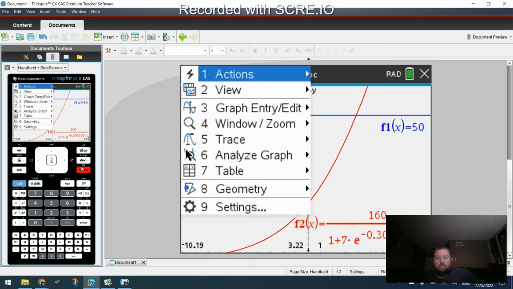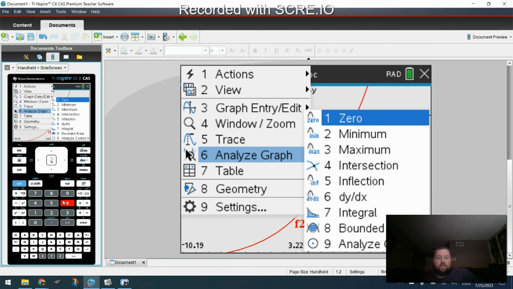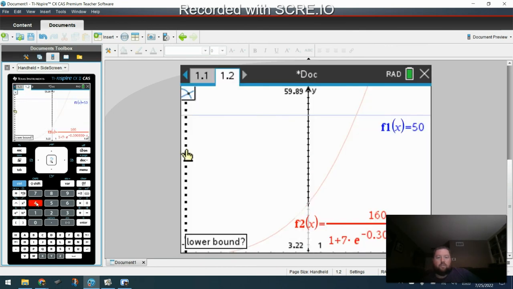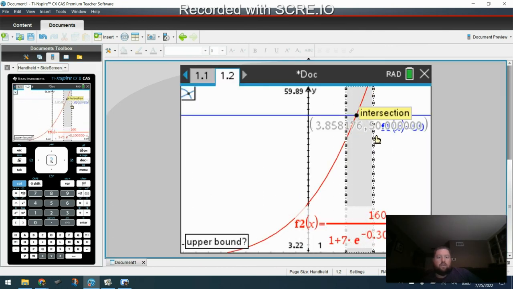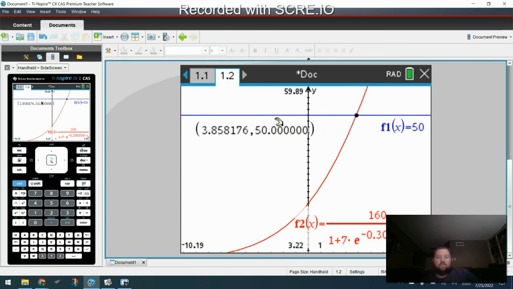And so you go to menu, you go to analyze graph, which is number 6, and you go to intersection, which is number 4. And you just need to click on the left and the right. And you can see 50 is the y value because that's what we set it equal to. And there's our x value right there, 3.858, same as we got before.